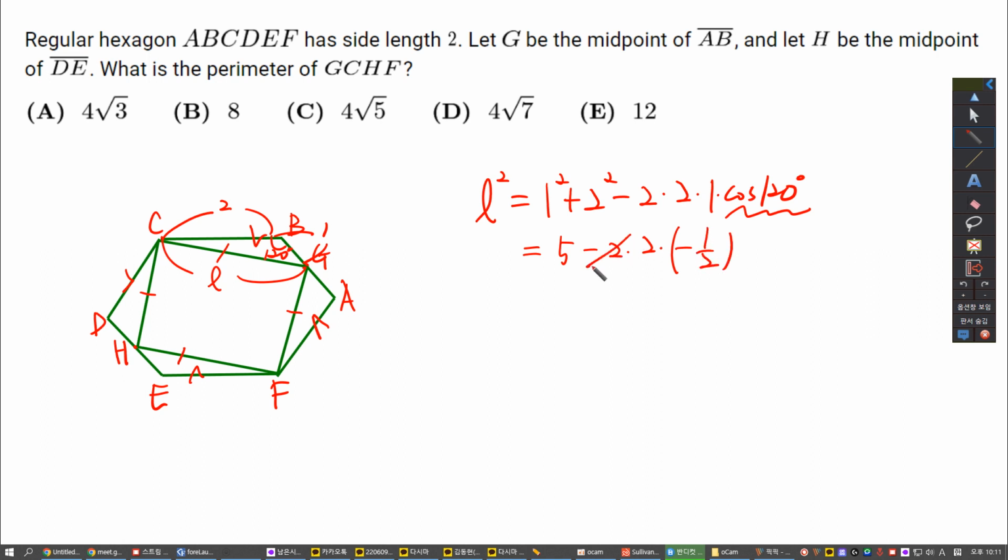So that means we can cancel this negative 2. So it's like 5 plus 2, so 7. So the side length of this rhombus is square root of 7. So what's the perimeter of the rhombus? 4 square root of 7. Yeah.